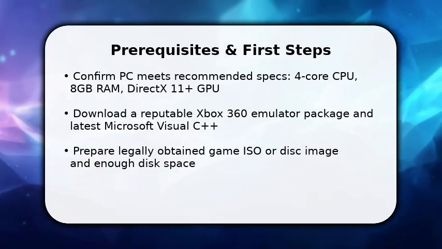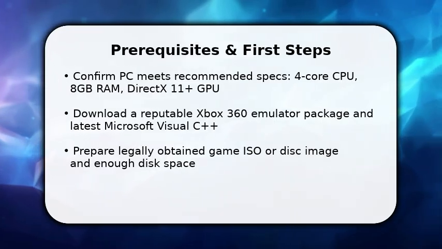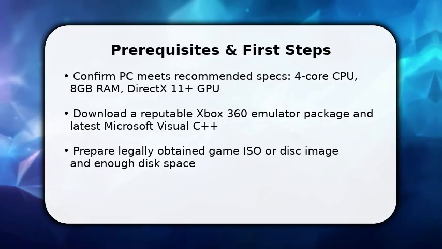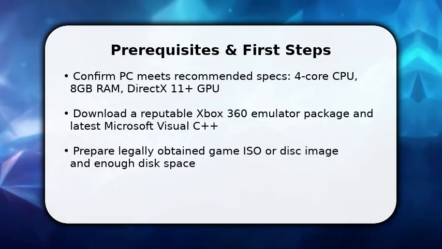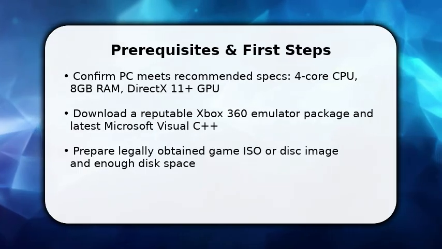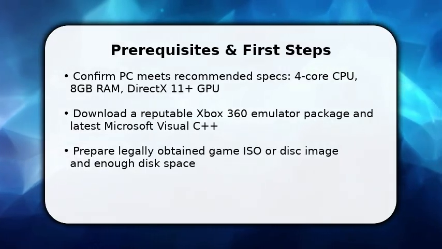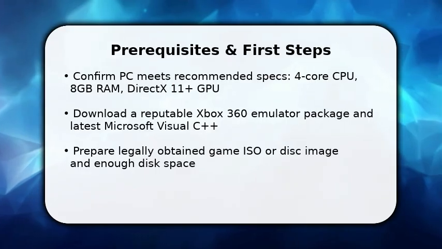You start by verifying your PC meets the recommended specs. This matters because emulation is CPU and GPU intensive. Once done, install Visual C++ runtimes and DirectX as required by the emulator. You should download the emulator from a trusted source and place your legally obtained game ISO in an easy-to-find folder.